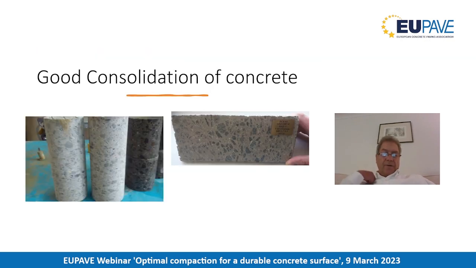My final slide showing cores identifies the optimum consolidation in the slab, where you've got evenly distributed aggregates all interlocking without segregation. Now, to achieve this on a consistent basis, you have to be able to control vibrator speed and paving speed to match the mix design that is put in front of the paver.